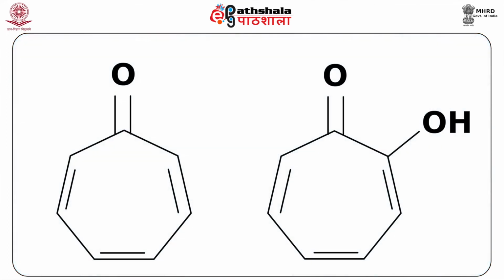Shown here are the structures of tropone and tropolone. The difference between the two is that tropone is a simple cycloheptatriene with a ketone moiety, whereas tropolone is a derivative of tropone itself containing a hydroxyl group in addition to the ketonic moiety. The IUPAC nomenclature of tropolone is 2-hydroxy-2,4,6-cycloheptatriene-1-one.